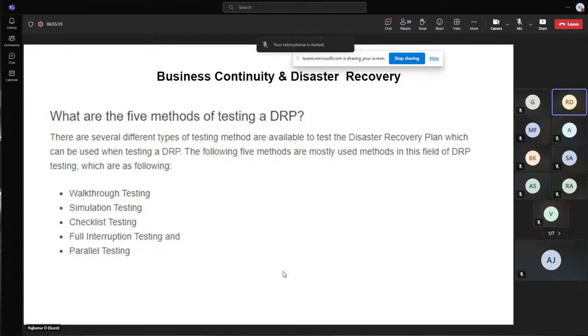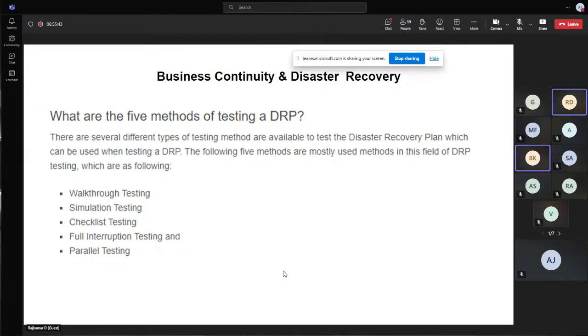First we started with 10 points, then we keep adding more points. New points have been added as departments are gathered. We get comments from every other department, so we are improving the list, which is good. Then there are full interruption and parallel testing. Whether you want to test in parallel or fully interrupt, we will leave it to you.